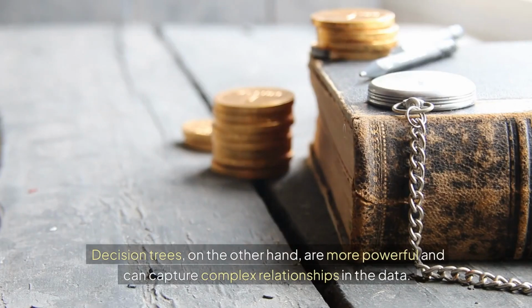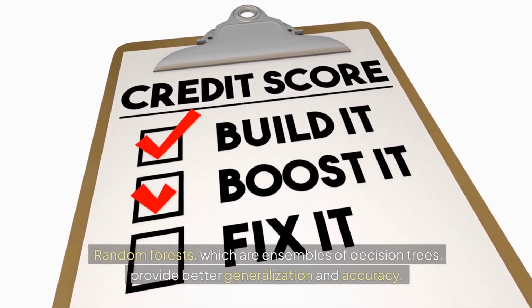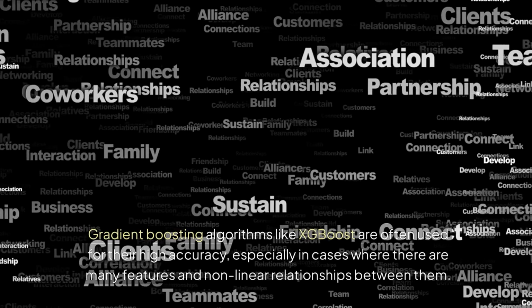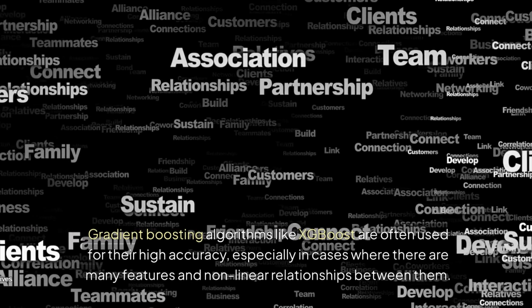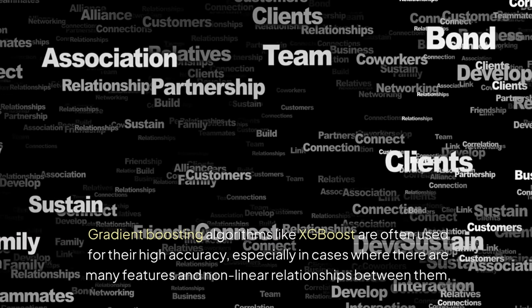Decision trees, on the other hand, are more powerful and can capture complex relationships in the data. Random forests, which are ensembles of decision trees, provide better generalization and accuracy. Gradient boosting algorithms like XGBoost are often used for their high accuracy, especially in cases where there are many features and nonlinear relationships between them.